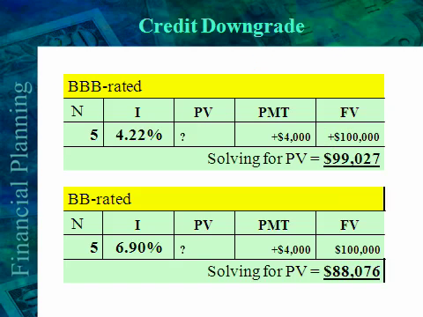Using the financial calculator and the data provided, the valuations for both the BBB rated and the BB rated bond can be found. You see that the downgrade decreased the value of the $100,000 4% bond by $10,951, or over 11%. That is why it is very important to monitor the credit quality of bonds held in a portfolio.